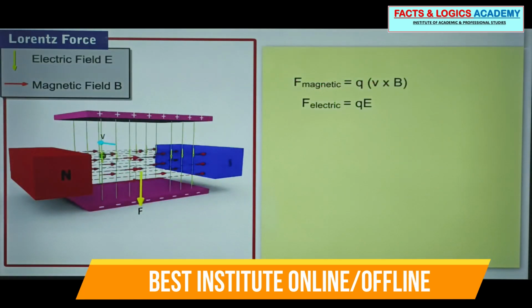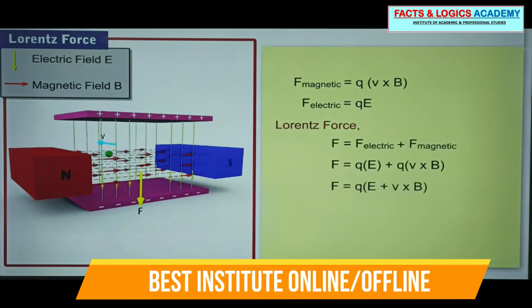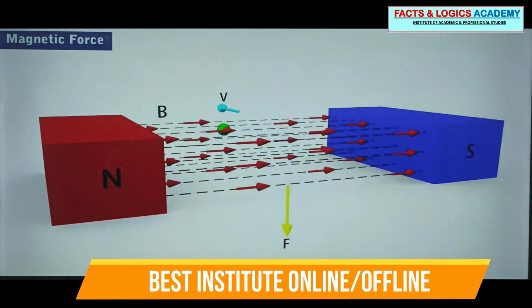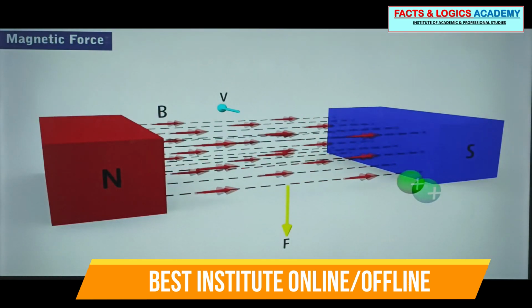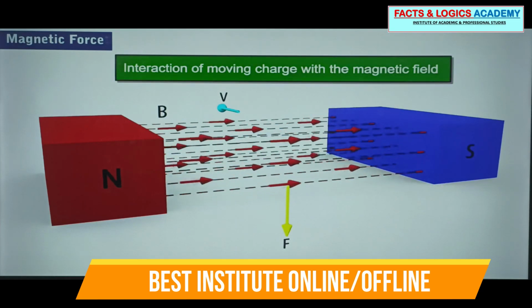Thus, Lorentz force F is equal to F electric plus F magnetic. That is, F is equal to QE plus Q into V cross B, which can be written as F is equal to Q into E plus V cross B. Now, let us discuss in detail the interaction of a moving charge with the magnetic field.